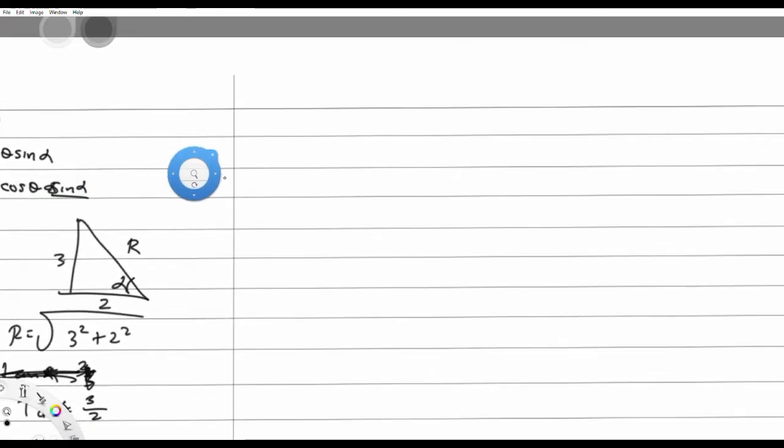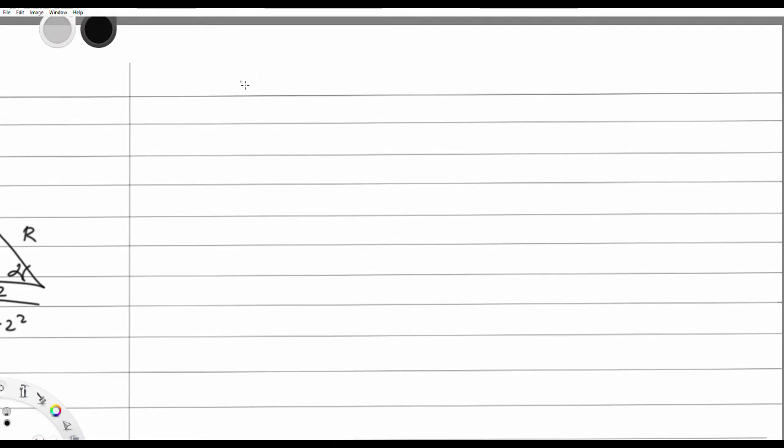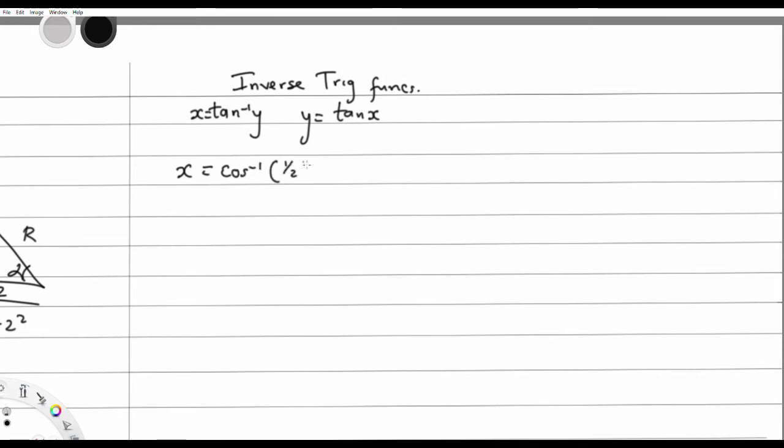So the last one is the inverse trig functions. Actually this one doesn't really require much. You just have to understand what an inverse trig function is. If you say x equals arctan y, it means tan x equals y. So if I say x equals arc cos 1 over 2, it means cos x equals 1 over 2.